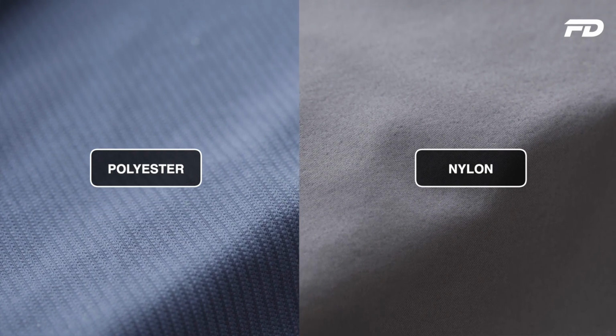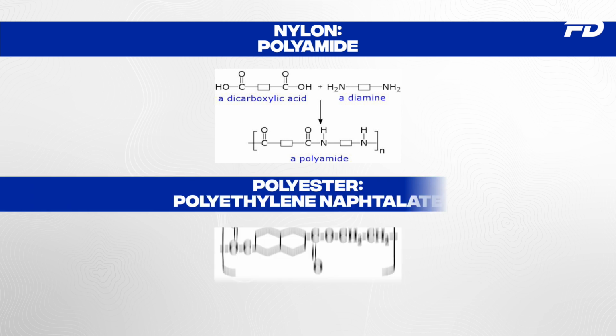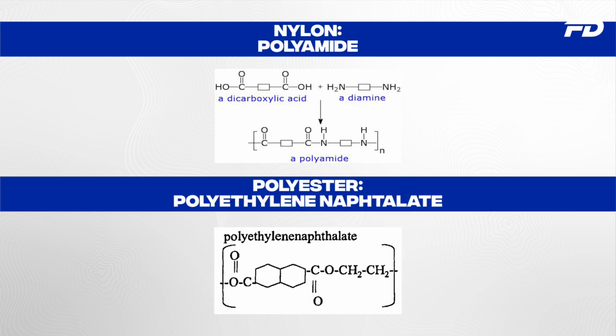Typically, the chemical name that you're going to see for nylon is polyamide. Obviously, if you're living in the United Kingdom or in Australia, polyamide is the term that's going to be used, versus polyester, which is polyethylene naphtha. We don't call it that, we typically call it polyester, so bear that in mind.